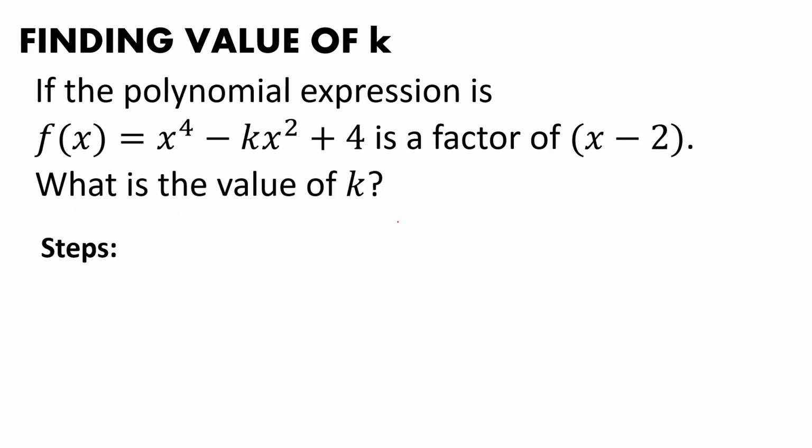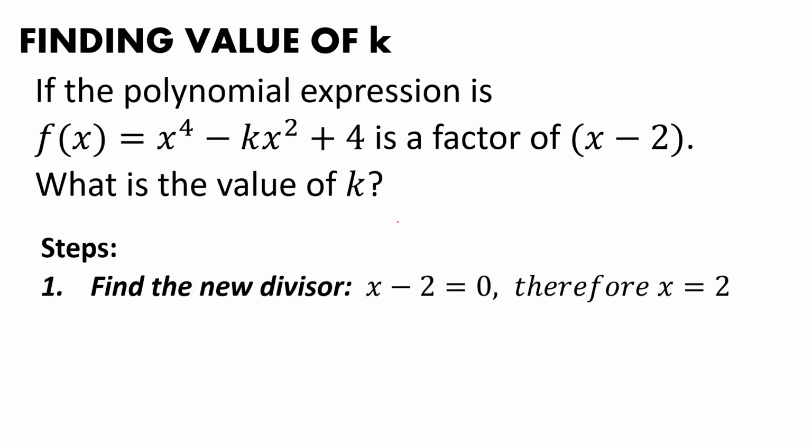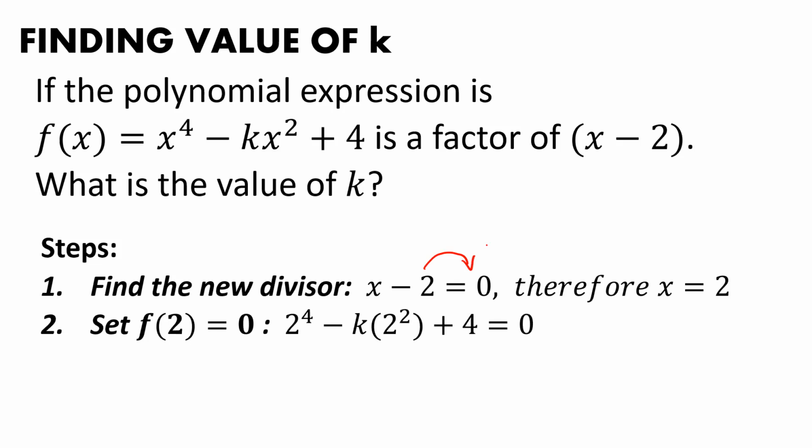So, first step, let's find our new divisor. x minus 2 is equal to 0, therefore, x is equal to 2. We just transpose 2, so it becomes positive. Okay? Then, set up our function of 2. So, every value of x becomes 2. We equate it to 0. Again, why do we equate it to 0? Because it says here, a factor means f of a is equal to 0.